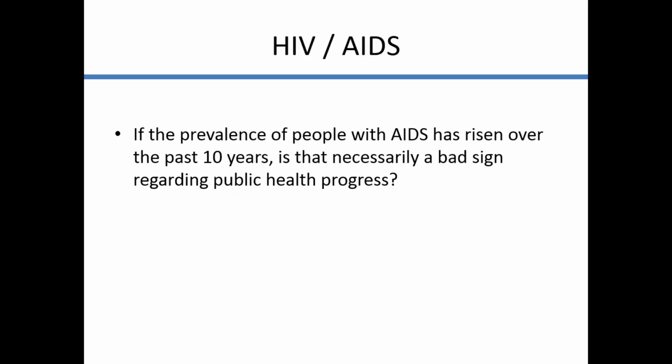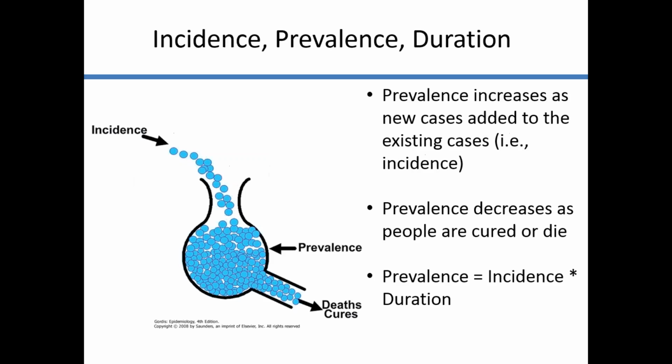Of course, we want to prevent incidence. Of course, we want to stop incidence. But sometimes an increase in prevalence means that we made a gain in terms of allowing people to live with the condition. So prevalence is a product of incidence and duration.